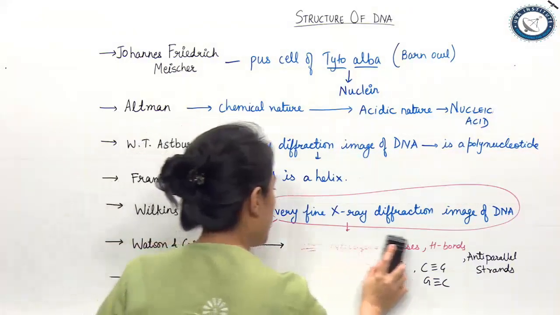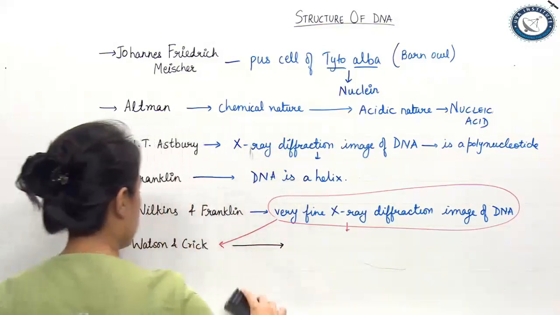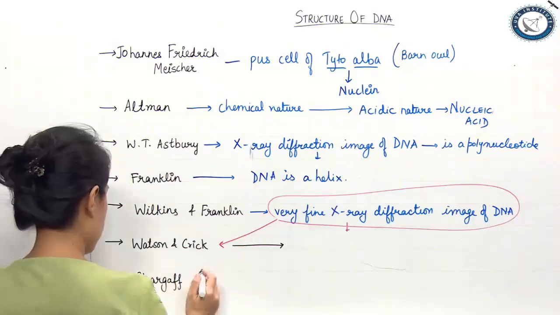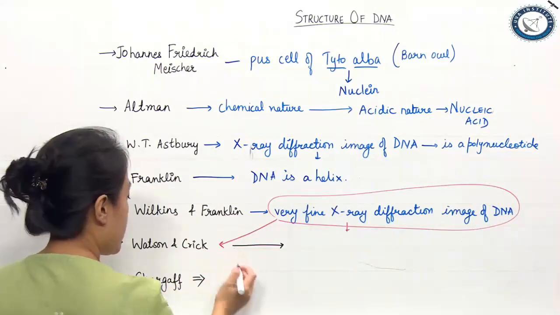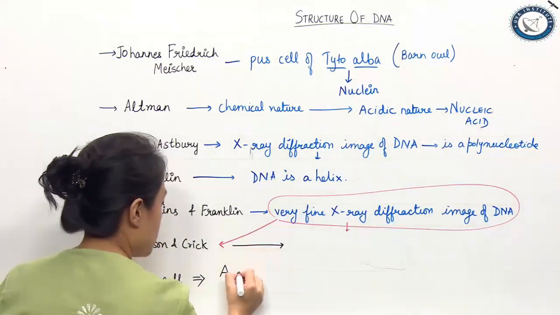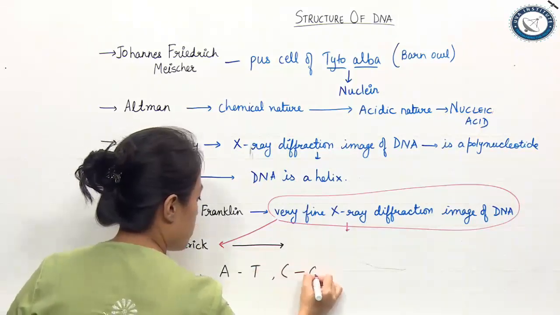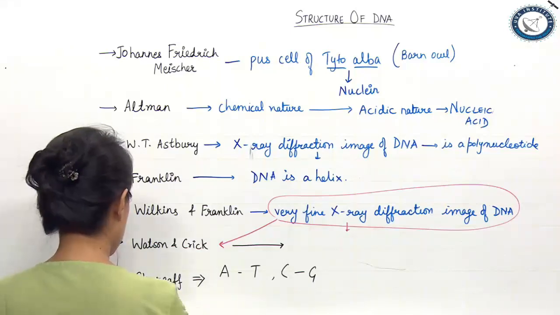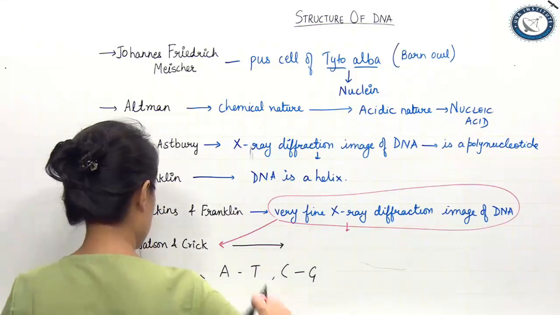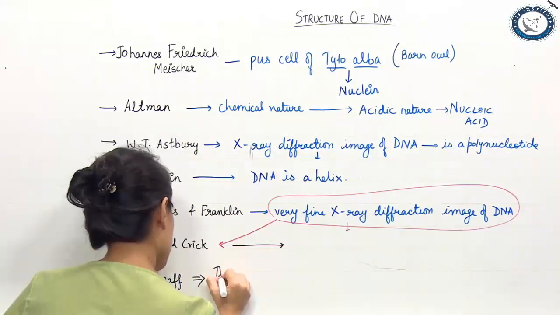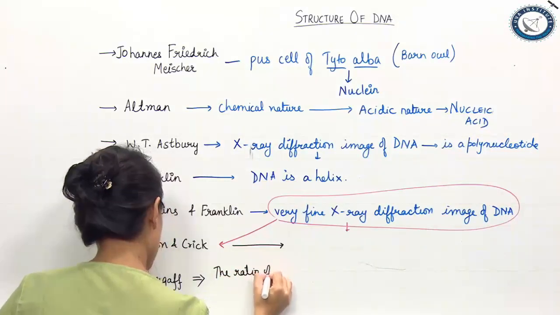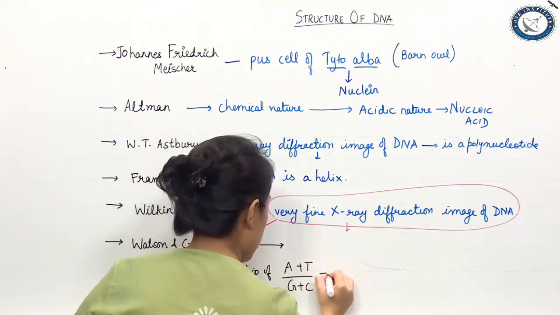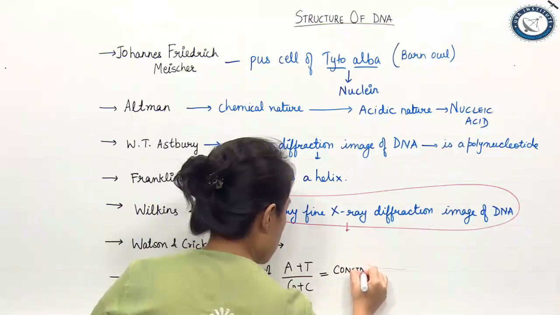But we should not forget the contribution of one very important person, and his name is Chargaff. According to Chargaff, the nitrogenous bases always come in constant proportions. I'll tell you what he means by that. For example, he said the ratio of A plus T to G plus C will always remain constant for a species.